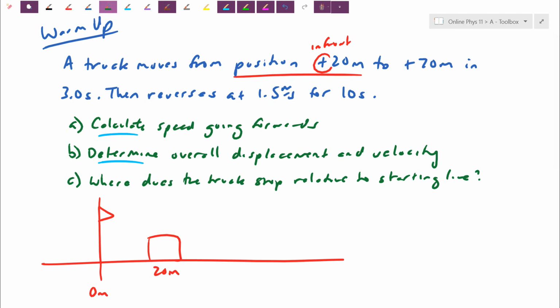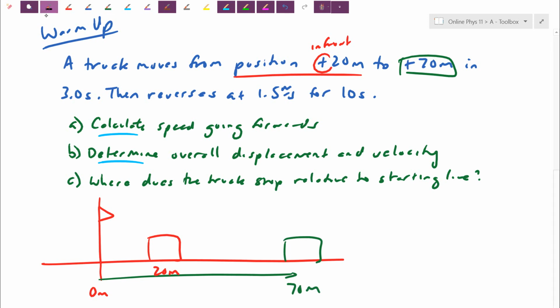It then moves to a position of positive 70, again measured from the flag. Now it's actually 70 meters from the flag. How far has the truck actually gone? Remember, the truck was already at 20. It didn't have to travel this 20 when I start the clock. It actually just traveled from being at 20 to being at 70. Hopefully not too hard for you to do here. The distance there is going to be 50 meters, right?